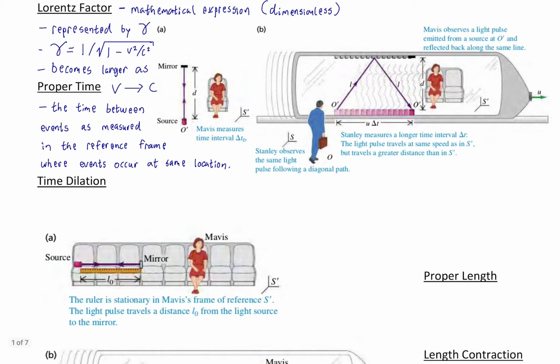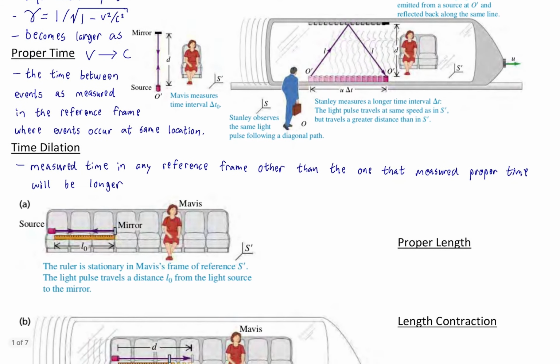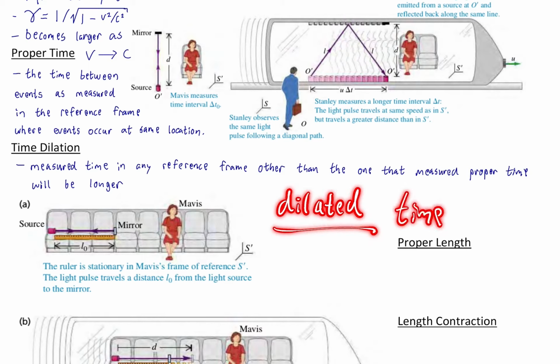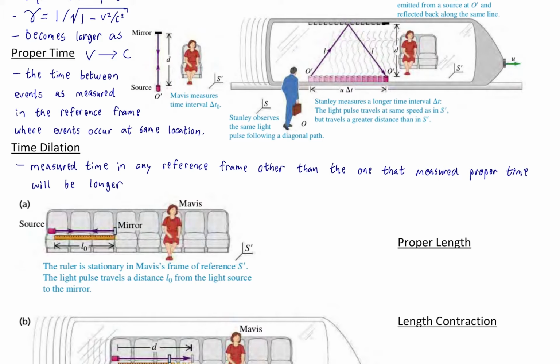So what's time dilation then? Well, time dilation states that measured time in any reference frame, such as S prime, other than the one that measured proper time will be longer. Okay? So if S prime is the reference frame that's measuring proper time because the light clock is with Mavis, then who will measure longer time? Stanley will. The time it takes for the light to be sent up, bounce off the mirror, and come back down will be longer according to Stanley. He will measure the longer time, the dilated time, because dilated means extended or enlarged, all right? Dilated time is measured by Stanley because he was not the one measuring the proper time, because of any other measurement other than the proper time, okay?